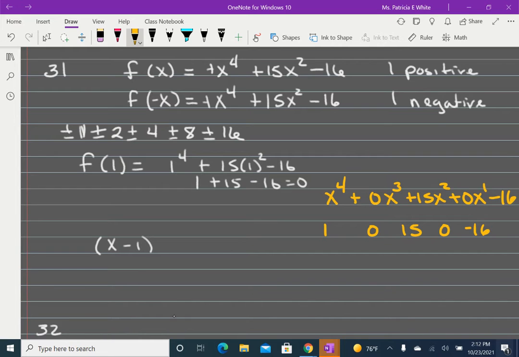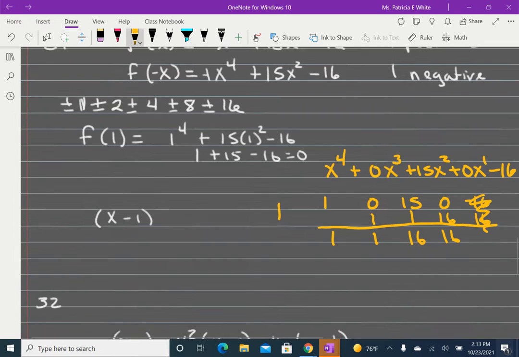And remember, I am dividing by 1. So I'm going to pull my 1 down. This 1 comes straight down. And then I'm going to add. 1 times 1 is 1. 1 times 1 is 1. Gives me 16. 16 times 1 is 16. Gives me 16. 16 times 1 again is 16. Cancels. I have a remainder of 0.